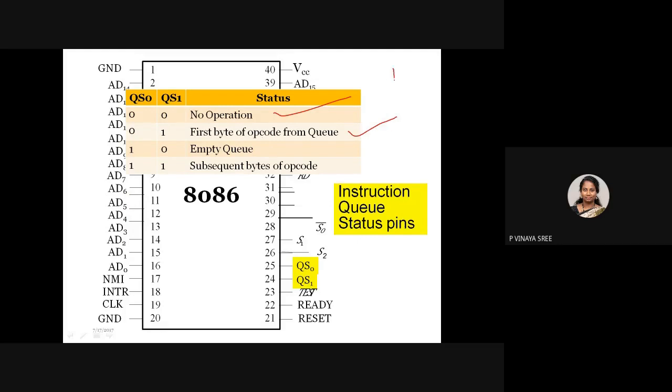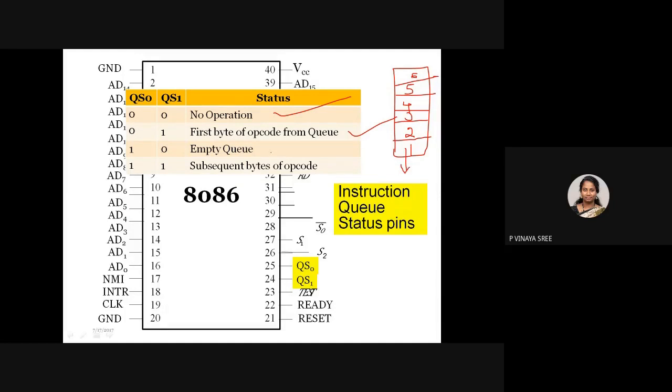You remember the queue, everyone? Which unit do we have a queue in? BIU, ma'am. Yes. So in the BIU we have a queue where we will be having 6 bytes: 1, 2, 3, 4, 5, 6. So if the queue status is 0 1, it is accessing the first byte of the opcode from the queue.